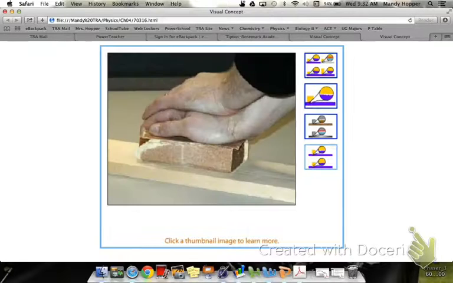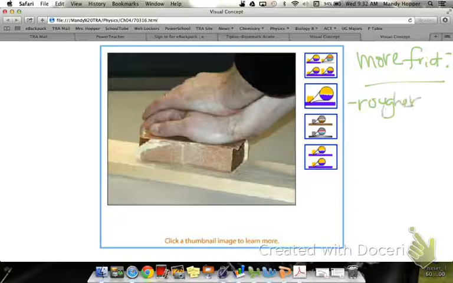So if we look at these, the three main things that created more friction. Do you remember what the first one was? Surface texture. Okay. It has to do with your surface texture. So the rougher your surface is, then the more friction you're going to have. What was the second one we talked about? Electrical attraction. So the greater your electrical attraction, the more friction you'll have.